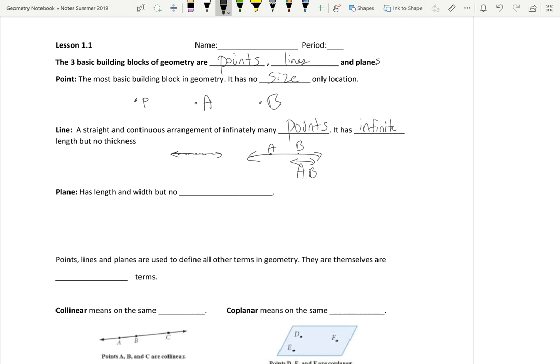Finally, a plane has length and width, but no thickness. It's usually indicated with this parallelogram-like shape. And you're going to use an uppercase script capital letter. It's typically used to write it, so I'll do my best to write kind of a scripty looking P like that. You'll see this in the textbook, this fancy looking uppercase letter. It's typically going to refer to a plane.